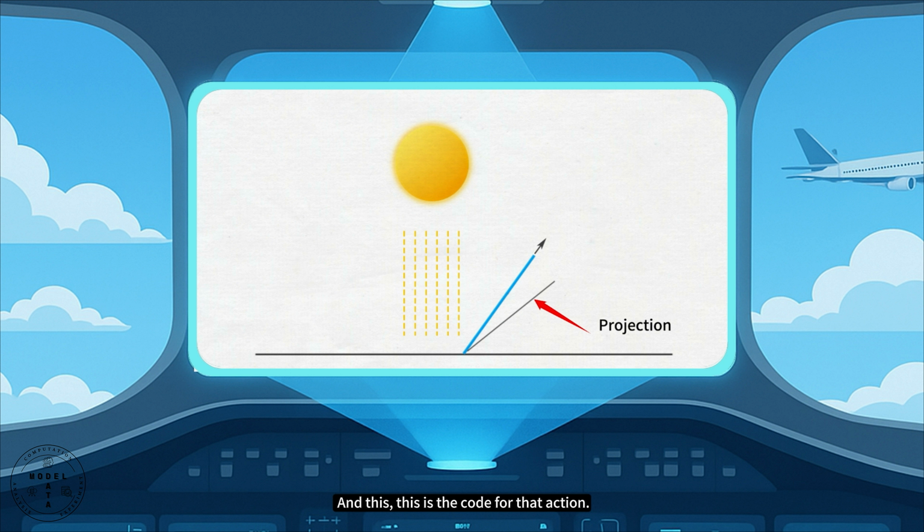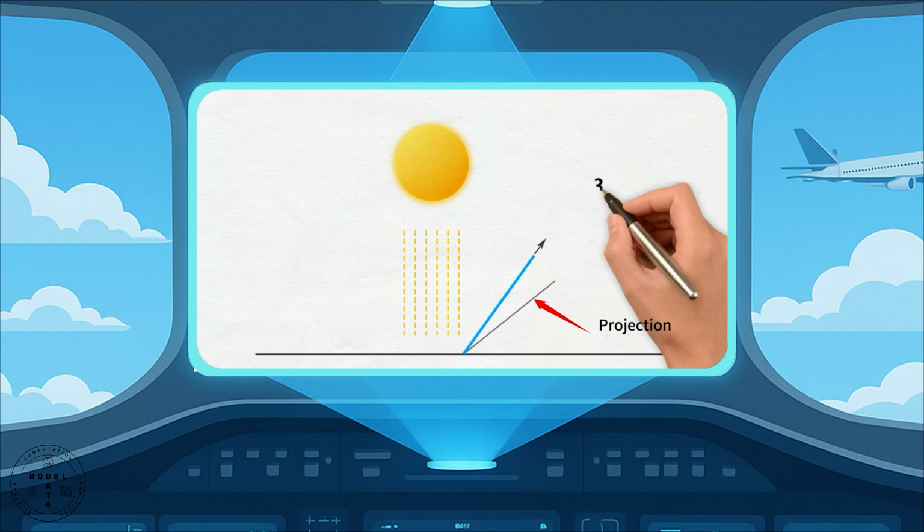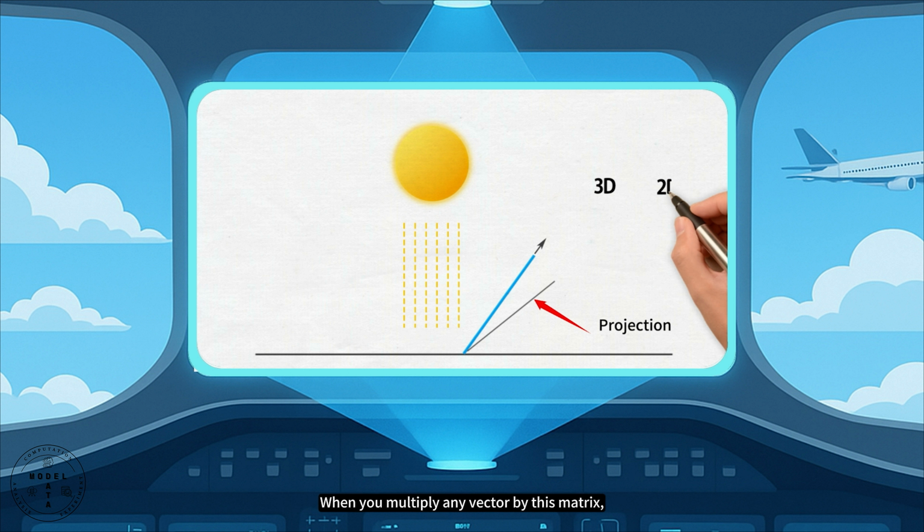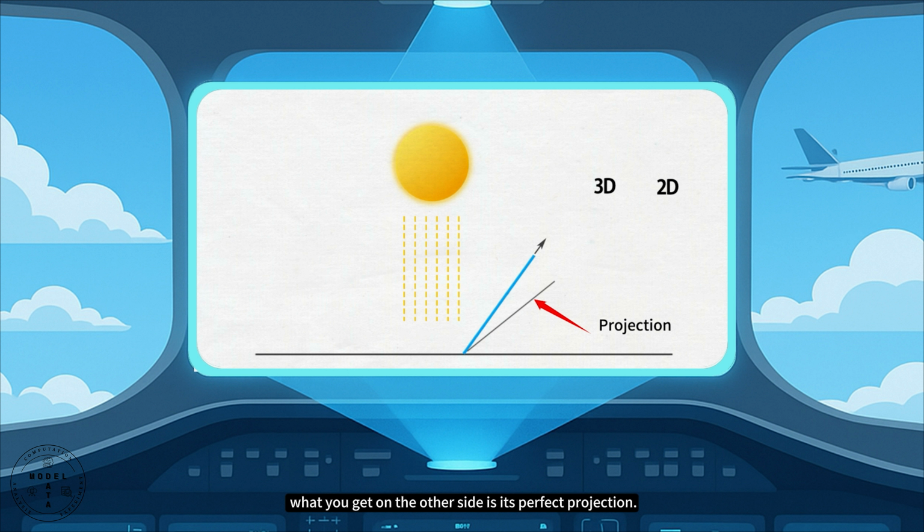And this is the code for that action. I know, it just looks like a bunch of fractions, but this matrix is the recipe for creating that shadow effect. When you multiply any vector by this matrix, what you get on the other side is its perfect projection. This is the mathematical instruction for squish.